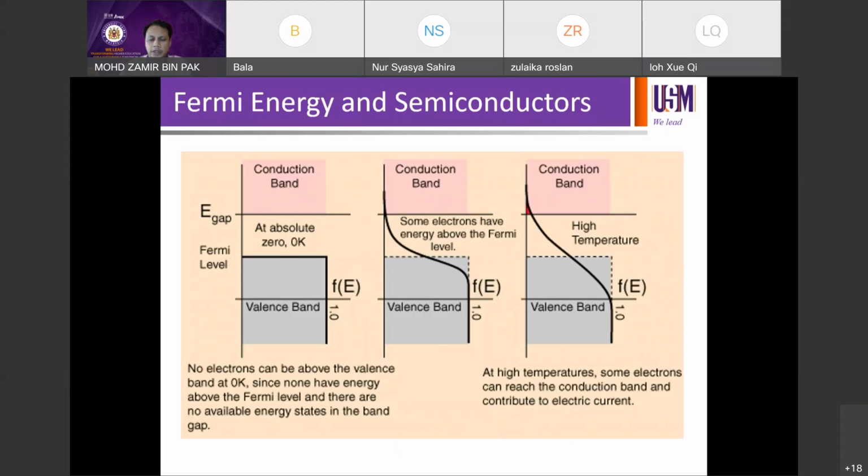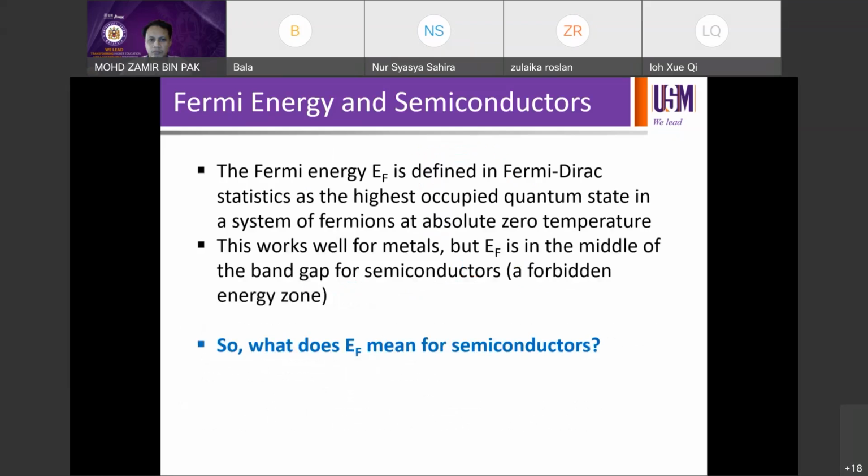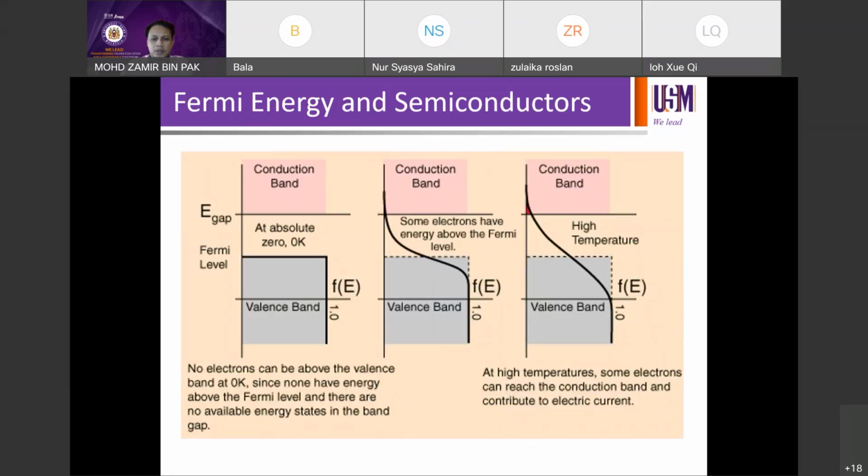All in all, in essence, if you split the curve that we discussed before, you can split it into 3 different graphs. This is actually the very same representation as on the previous slides. It's just that you separate the curve into 3 different graphs, whereas on the previous slide we combined all 3 conditions at T equals 0 Kelvin, T equals T1, and T equals T2. So you can split them, and this is what you're going to get.